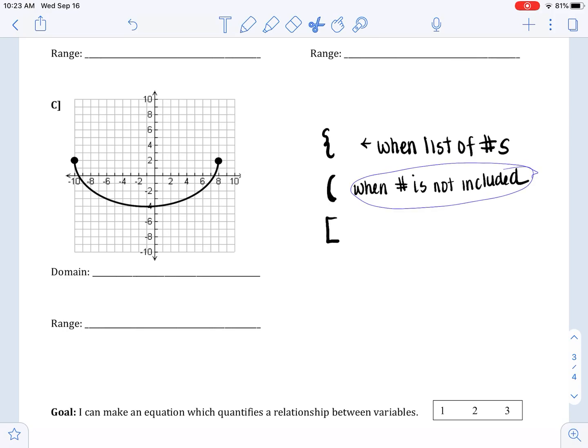Bracket is when the number is included. And copy and paste that. Copy, paste. A number is included.